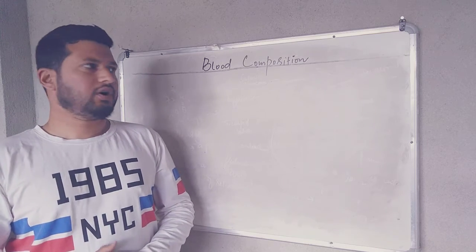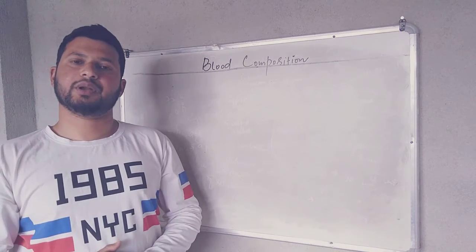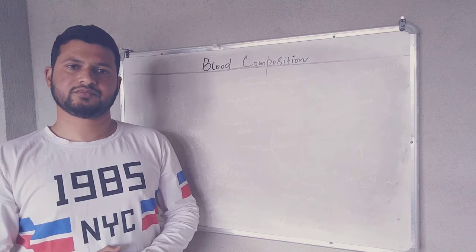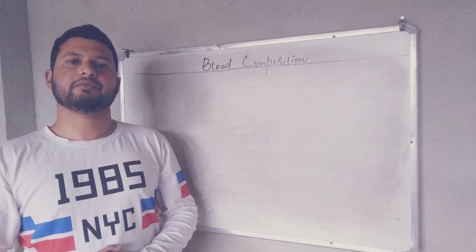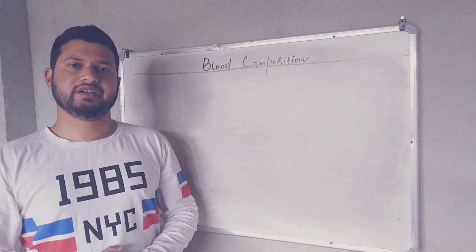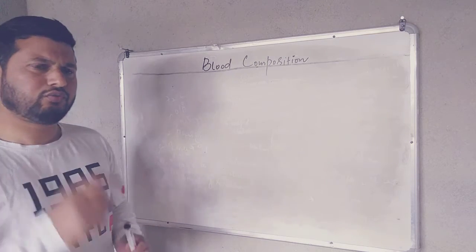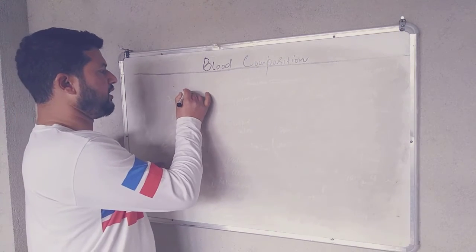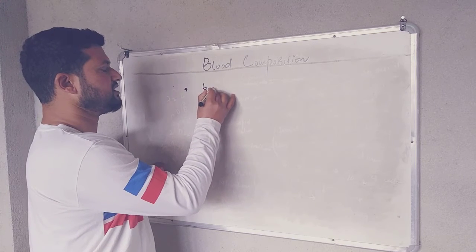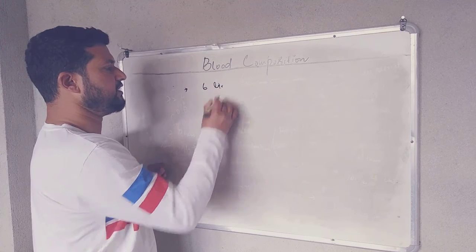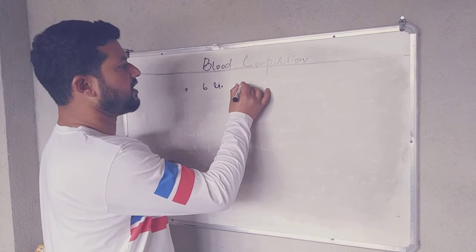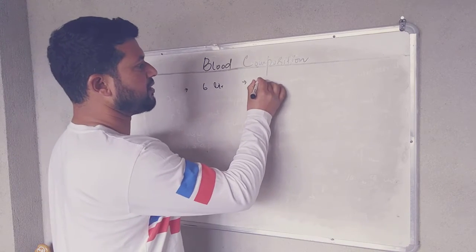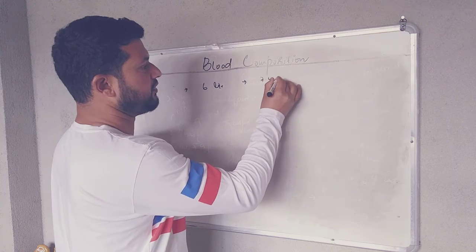In this video, I will teach you about blood composition. Blood is a specialized connective tissue which is fluid in nature. The total volume of blood in an average man is about 6 liters, and this blood is slightly alkaline in nature with a pH of 7.4.